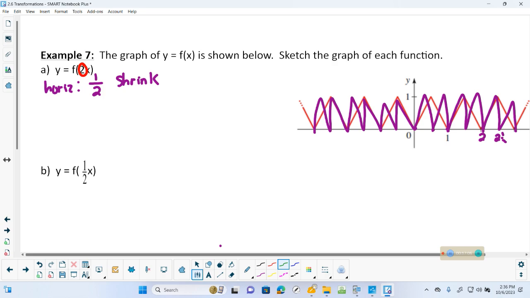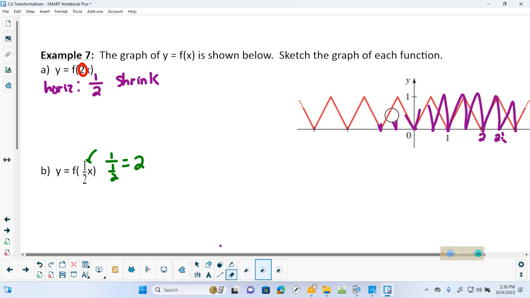This one I might redraw so we don't make such a mess over that graph. So of course, the half is on the x. If I do 1 over a half, that's really 2. So now we're doubling it out. So I'm going to go ahead, you guys keep your drawing there. I'm just going to erase this quick so we can take a look at the original red again.